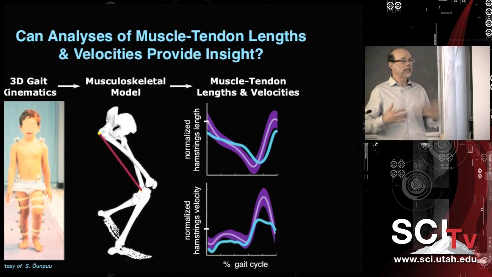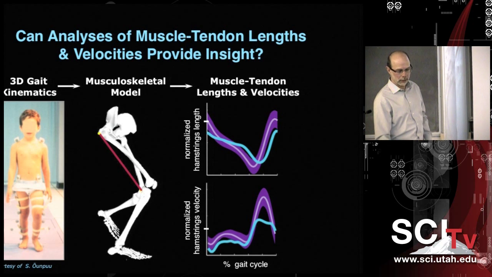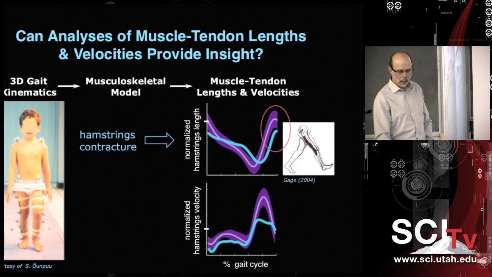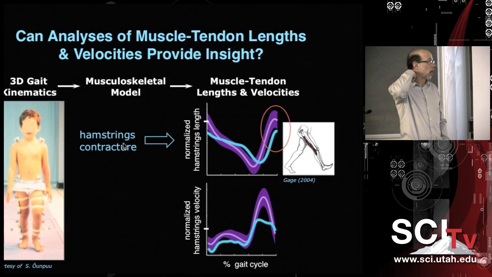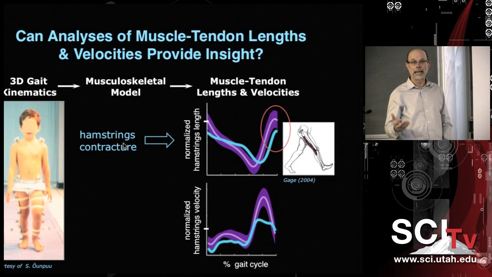And then I can take somebody who has crouch gait and I can see whether or not they have short hamstrings. So here's normal plus minus 2 standard deviations. Here, where the length needs to be long, right before your heel contacts, this subject has hamstrings that are shorter than normal. And in those cases, we might conclude that hamstring contracture is a contributing factor to their stiff knee gait, and they would be potentially a good candidate for hamstring lengthening surgery.